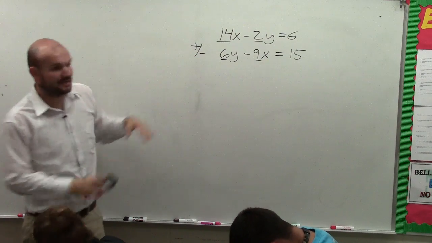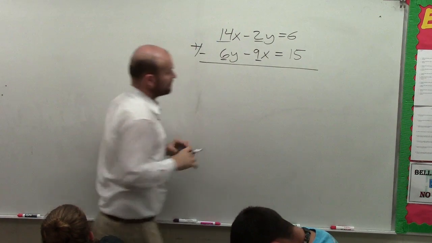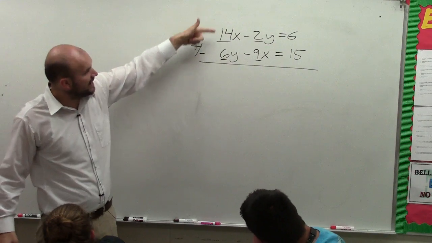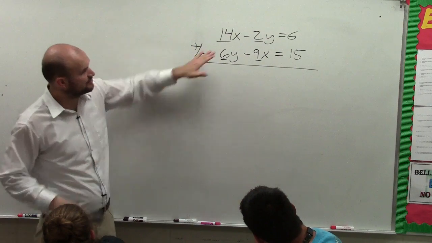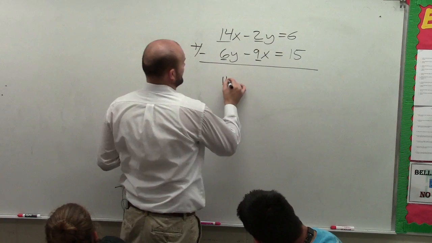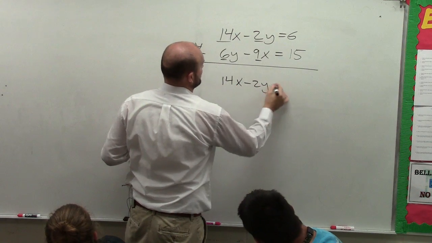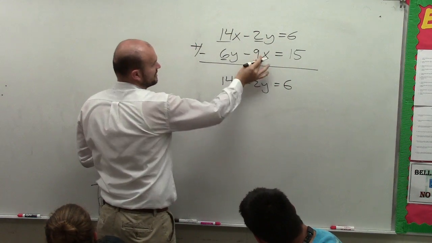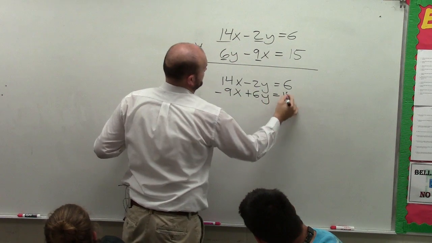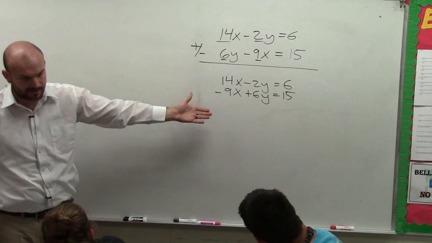So we're adding or subtracting our two equations to eliminate a variable. If I add or subtract these, first of all, these are not lined up. So before I actually even do that, I want to line them up. 14x minus 2y equals 6. And let's rewrite this to negative 9x plus 6y equals 15. All right, so let's line up the variables first.